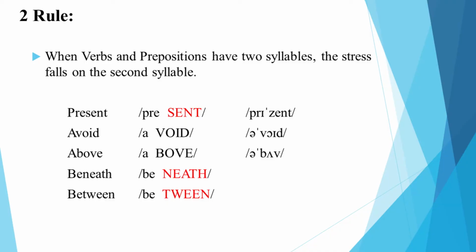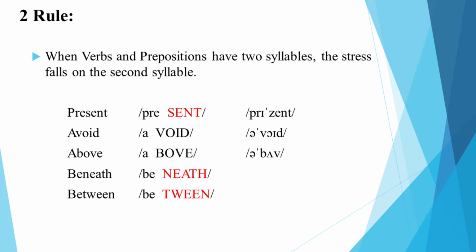Next, move on to rule 2. The second rule is: when verbs and prepositions have 2 syllables, then the stress must fall on the second syllable. For verbs and prepositions, if it is a 2 syllabic word, then the stress must fall on the second syllable. For example, present. Present is a gift, so before the second syllable we have to mark the stress.